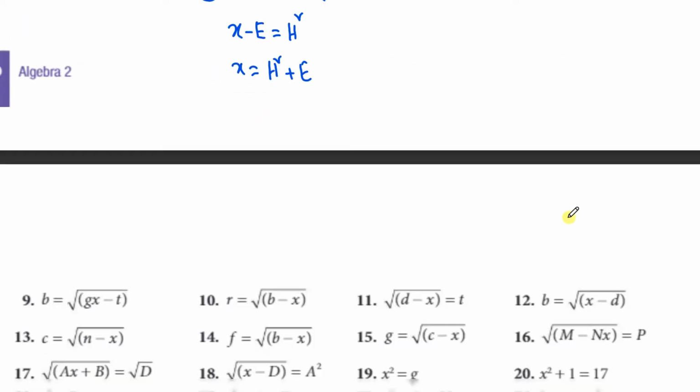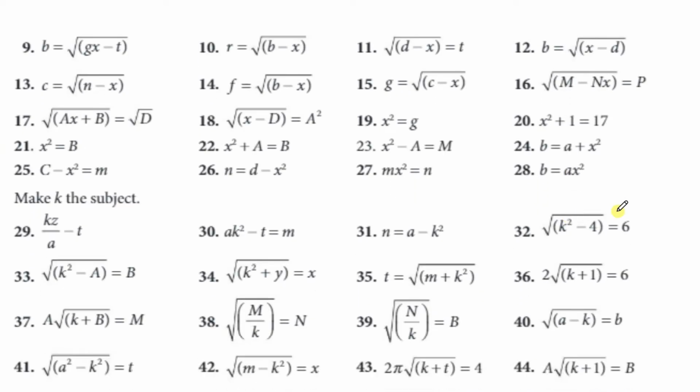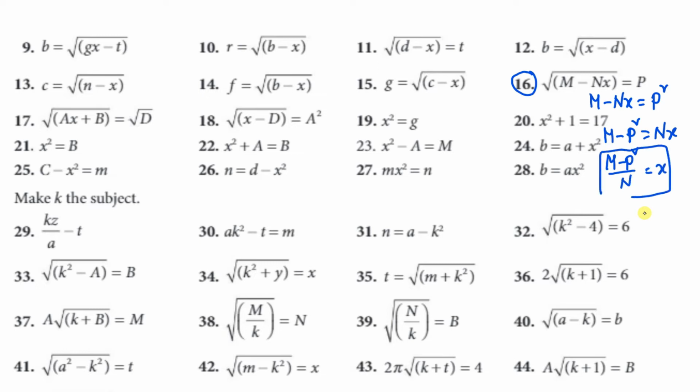Same working applies if we see any other question. There are a lot of questions here. Say we are going to make x the subject from question 16. If we square on both sides, it gives us m minus nx equals p square. After squaring on both sides, you can write m minus p square equals nx. So we can make x the subject by writing m minus p square by n equals x, and this is our answer to this question.